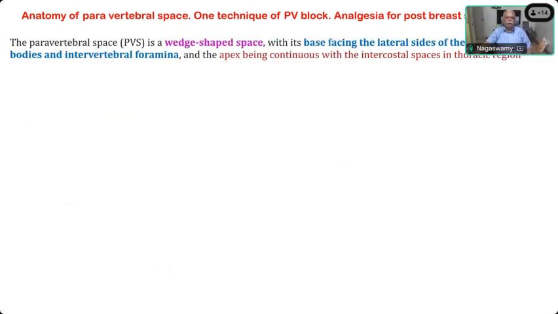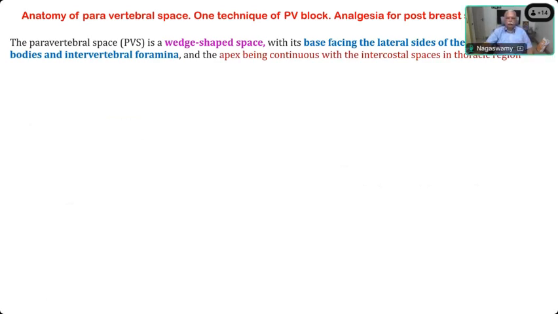So the paravertebral space is a wedge-shaped space. You can say it is extending craniocaudally and is usually divided into thoracic paravertebral space and lumbar paravertebral space. You can include that line as the first line in your answer.